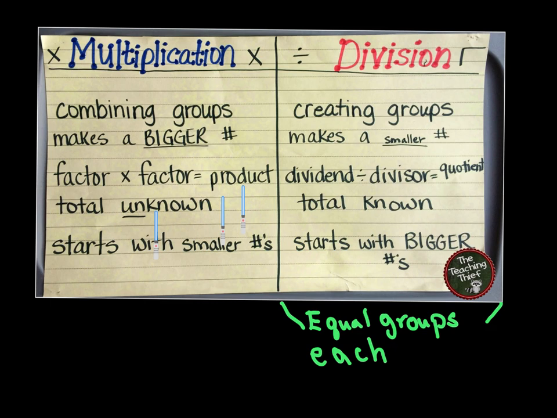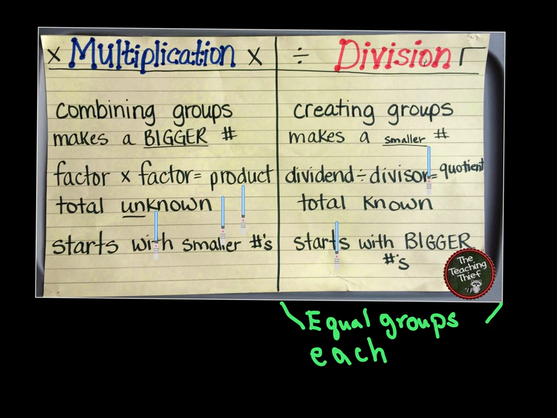Whereas in division, we are creating groups. Whereas in multiplication, we're combining groups. So when we do that, we're making much smaller numbers. Just like in gym class, when they have to break up a whole entire class into smaller groups and you're having team versus team, you're making smaller groups. The total is known. I know that I have 25 students, but I have to put them into 5 groups. So how many students are going to be in each group?